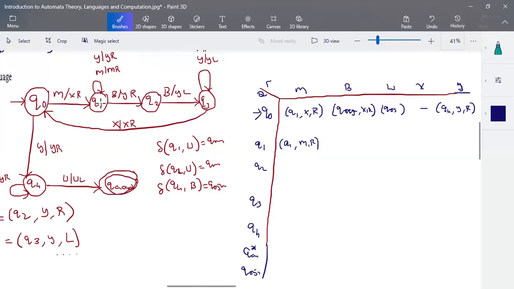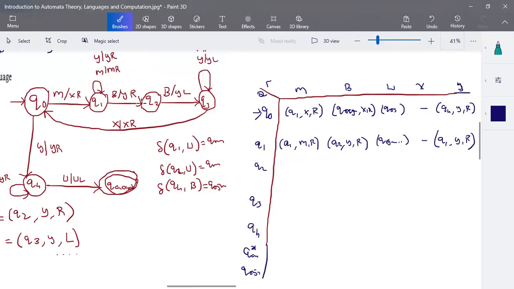Now Q1 when the input is B, you have a transition to Q2 and B is converted to Y and we make a right side move. And Q1 when the input is blank, we are going to the Q reject state, right? All the transitions of Q reject. And Q1 when the input is X, you don't have any transition. And Q1 when the input is Y, you have the self loop condition. So Q1 remains in Q1 itself, Y remains as it is, move right.